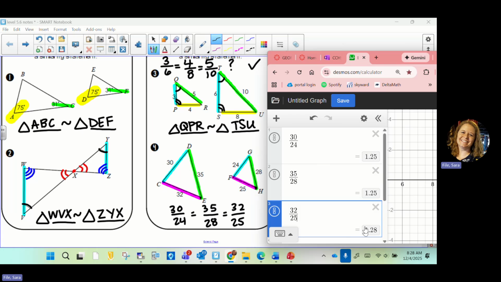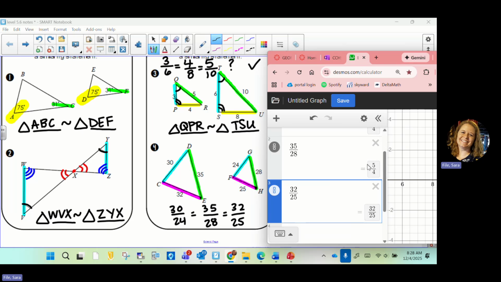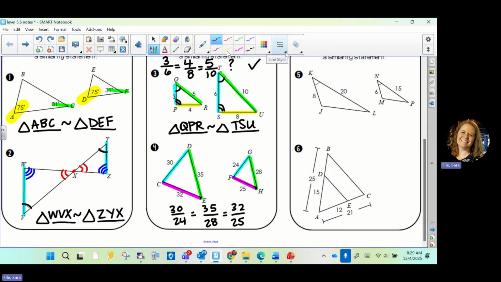That's why it's really important that you check all 3. If you only checked the first 2, you would have thought, oh yeah, they're similar, and given the wrong answer. And you can look at them as fractions if you want. That one does not reduce to 5/4 like the others. So when I check those, I'm going to put a slash here. That last one is not equal. So these are not similar triangles. So I don't write a similarity statement because they're not similar. Does that make sense? So sometimes you're going to check and they're not similar.